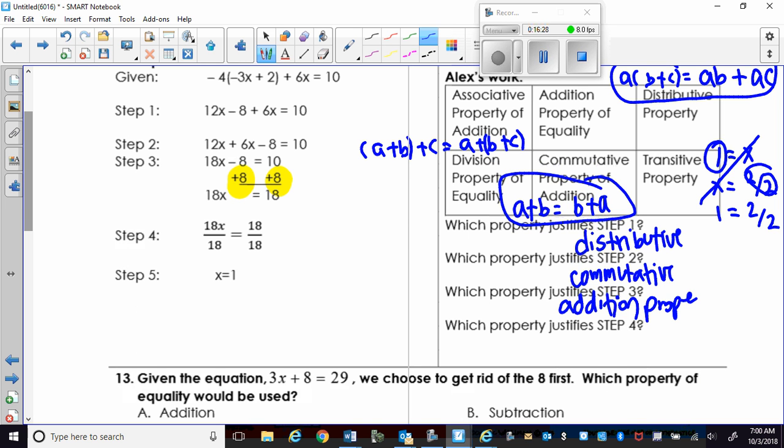Step 4, they're dividing 18 on both sides. This is a good example of the division property of equality.